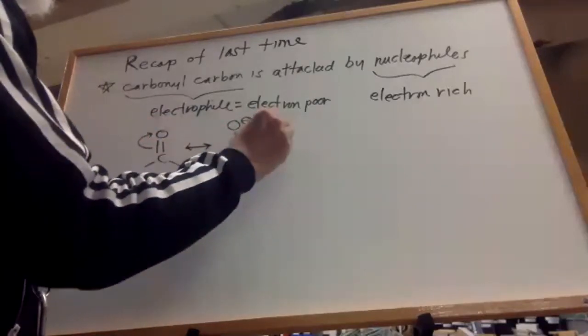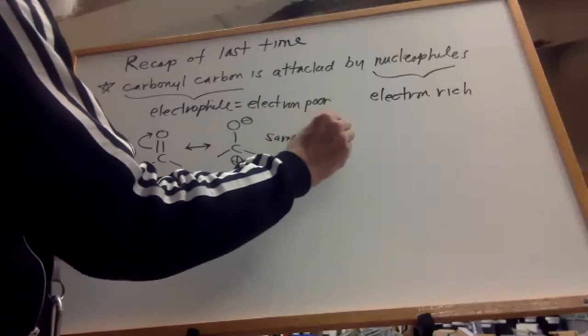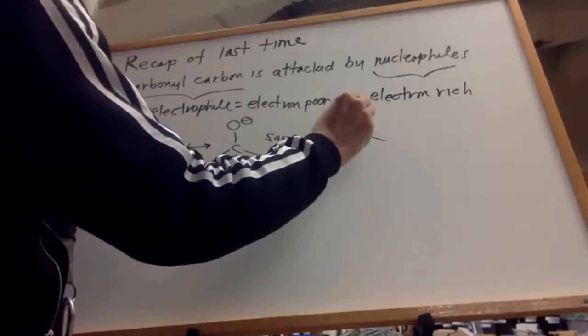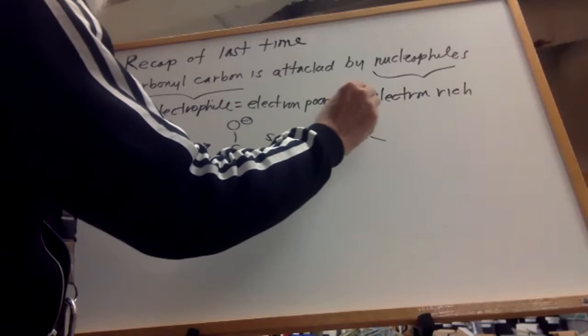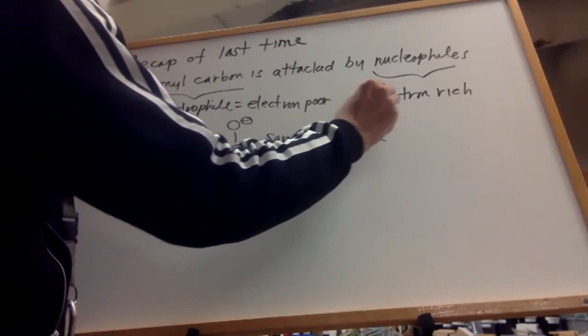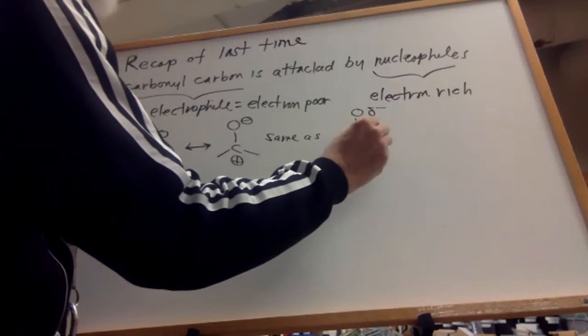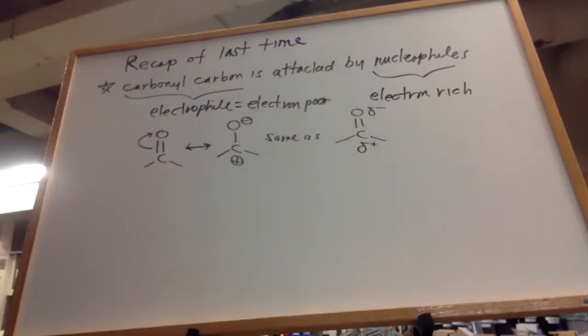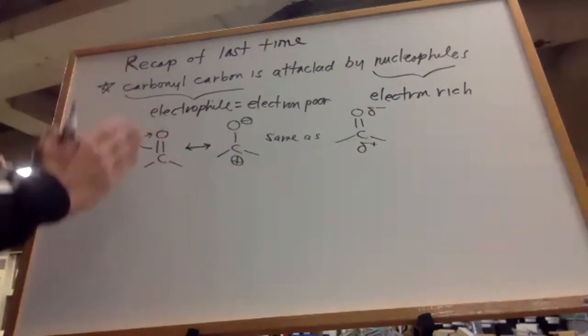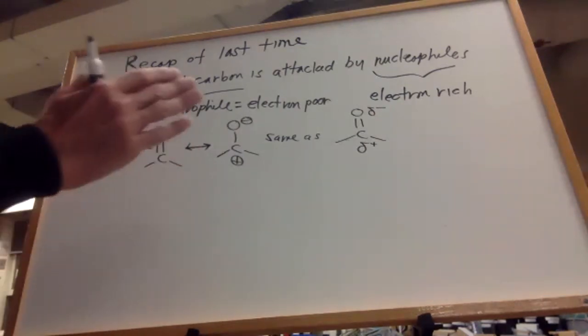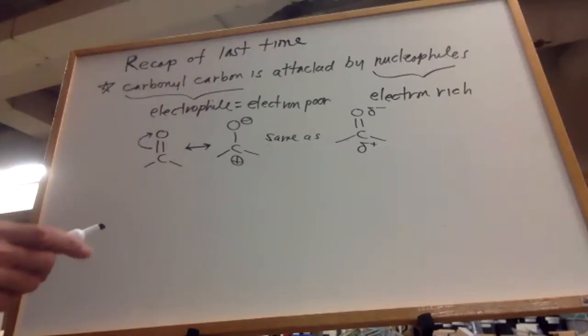So this formalism here is the same as saying the carbonyl oxygen has a partial negative charge and the carbonyl carbon has a partial positive charge. And we use these lowercase Greek letter delta plus and delta minus to symbolize that partial positive and partial negative charge. So all I'm saying here is that the carbonyl carbon is electron poor. It's going to be attacked by stuff that is electron rich, and that electron rich thing is the nucleophile.